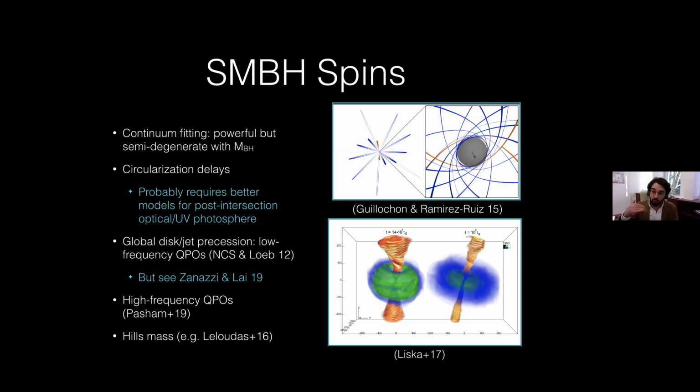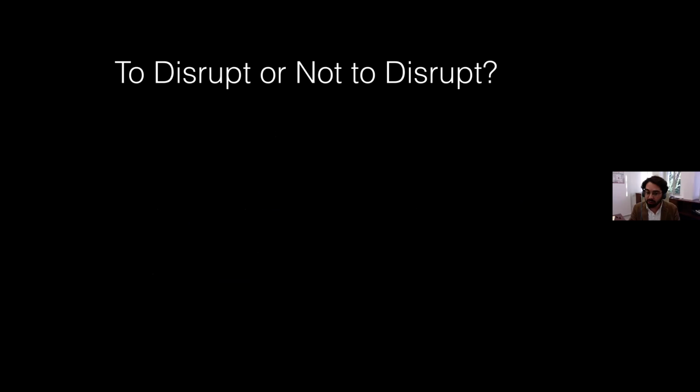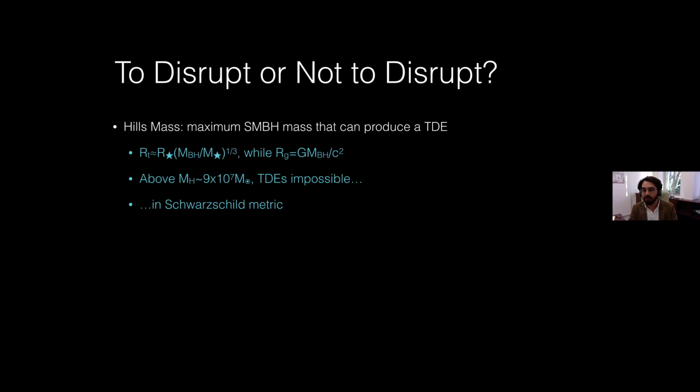But then there's a final way to constrain black hole spins in TDEs, which is not dependent really at all on anything you assume about hydrodynamics. It's a purely dynamical constraint. So I'd like to spend a minute or two talking about it. This constraint boils down to a concept known as the Hills mass, which comes from the fact that the tidal disruption radius scales as the black hole mass to the 1/3 power, but the Schwarzschild radius, or the event horizon of the black hole, is of course linear in the mass of the black hole.